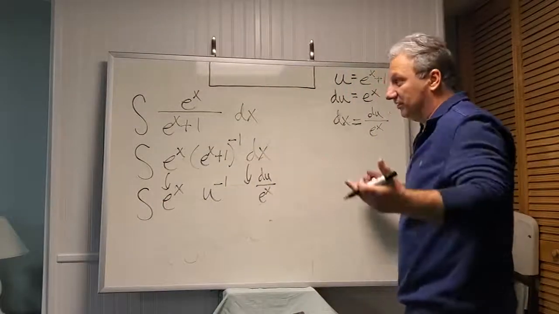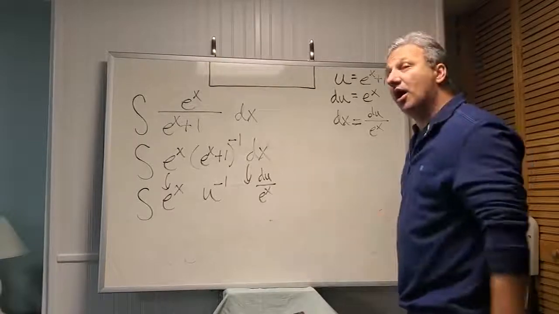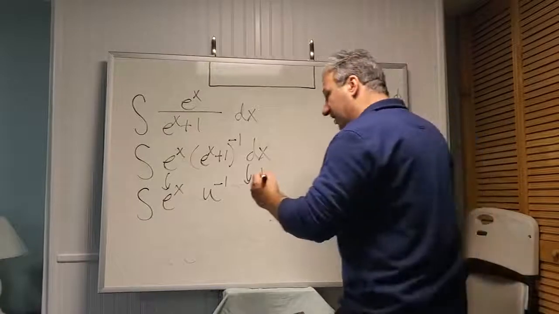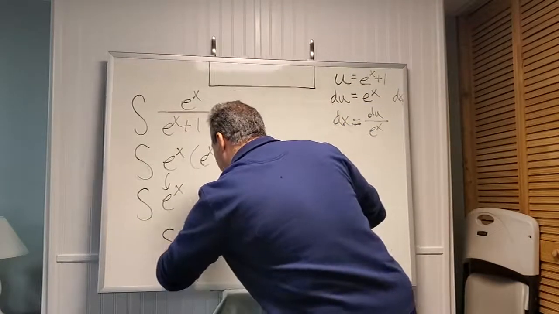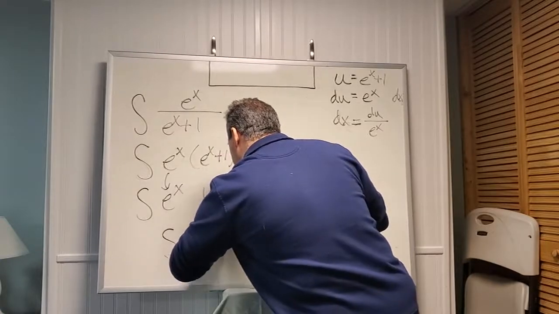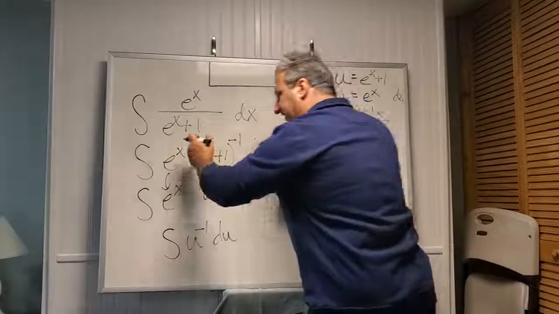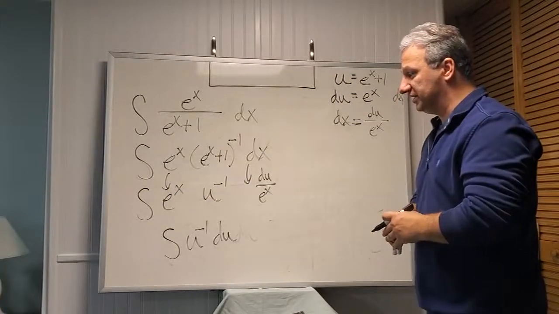How do I know it's done? Well, I'm the guy making up the problem, so I knew it was done. Through many, many versions of these examples in life is why I knew that was going to happen. And so I have u to the -1 du, and there I am. Again, the e to the x's cancel. They're gone. I'm left with u^-1 du.